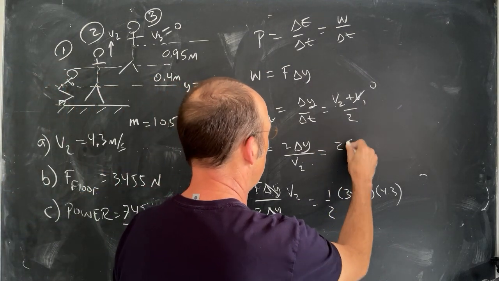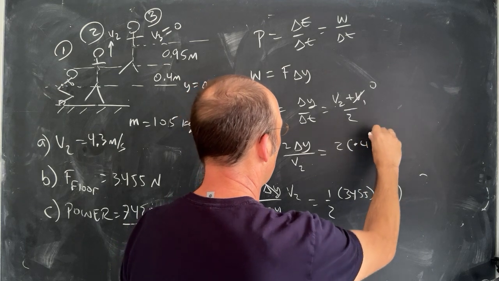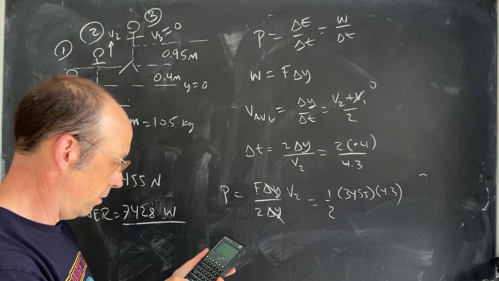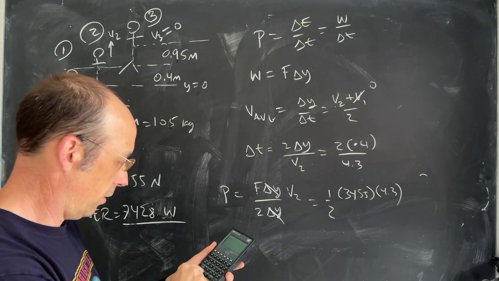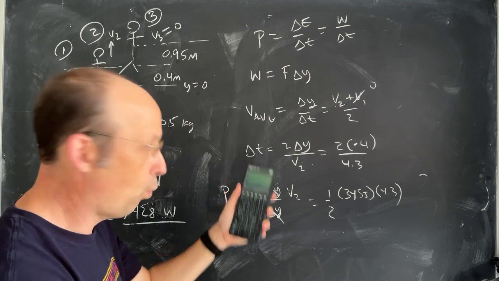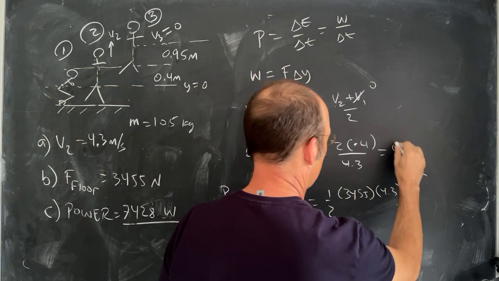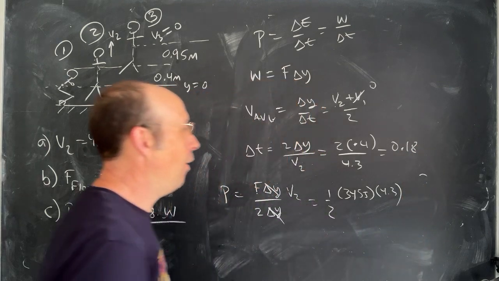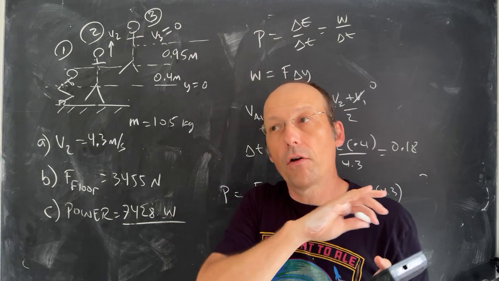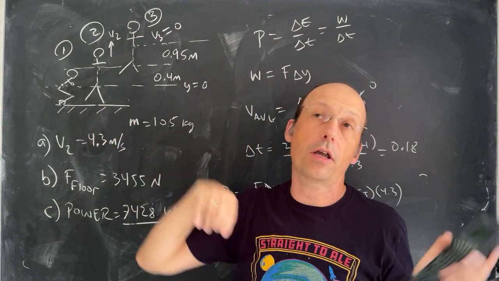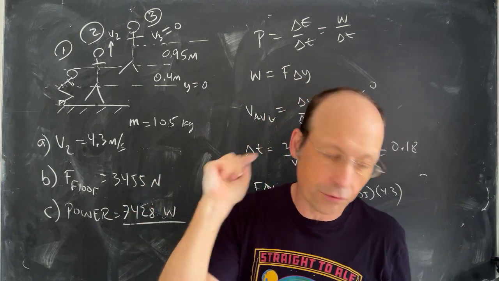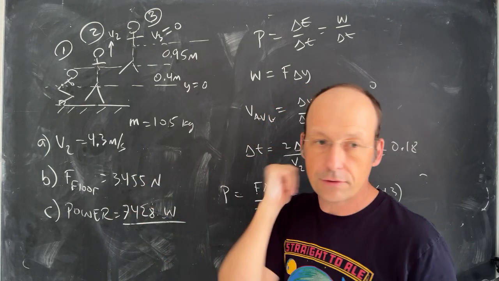Let's just calculate that time. 2 times 0.4 divided by 4.3. What's the time that this person takes to jump? About 0.18 seconds. So over that short of a time interval, humans are able to exert huge powers. But over an extended amount of time, we're talking more of a power of about 100 to 200 watts, maybe 300 watts if you're super awesome. Okay, so that's that problem.